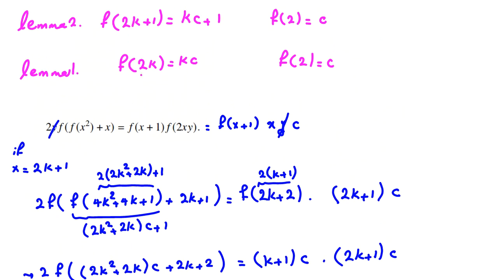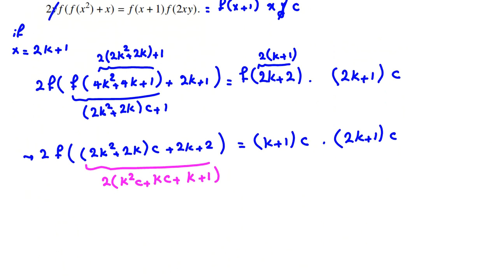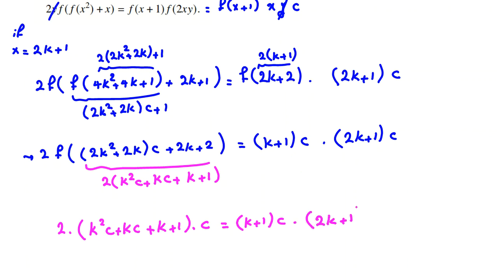Two times a number means f of even numbers. F of 2k is kc. So f of 2 times this is this times c. So it will be 2 times this part: k squared c plus kc plus k plus 1 times c equals k plus 1 times c times 2k plus 1 times c.